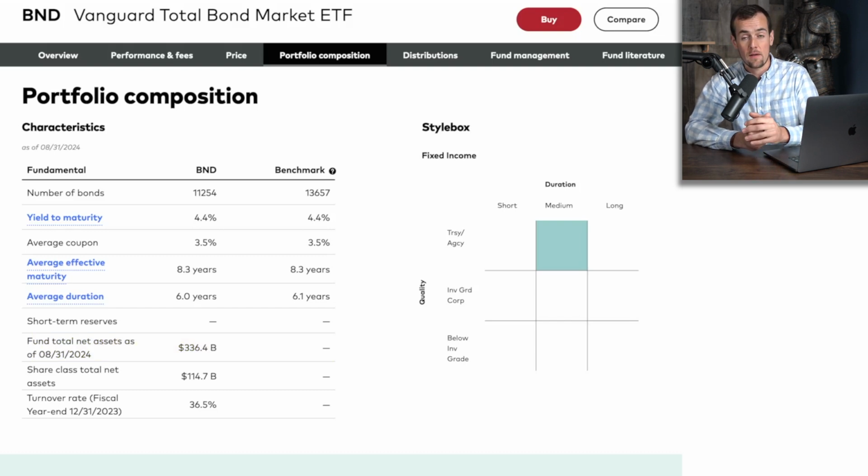Now, if we take a look here at the style box, this is going to be different for bonds compared to equities, but this is sitting here in the top middle quadrant. So that means that you have a medium duration here on your bonds, and the longer the duration is, the more risk there's considered to be. So those are going to be slightly higher yields. That's sitting right in the middle, and the majority of your money is going into treasuries. So you're at the very top in terms of looking at the left-hand side in terms of the bond quality.